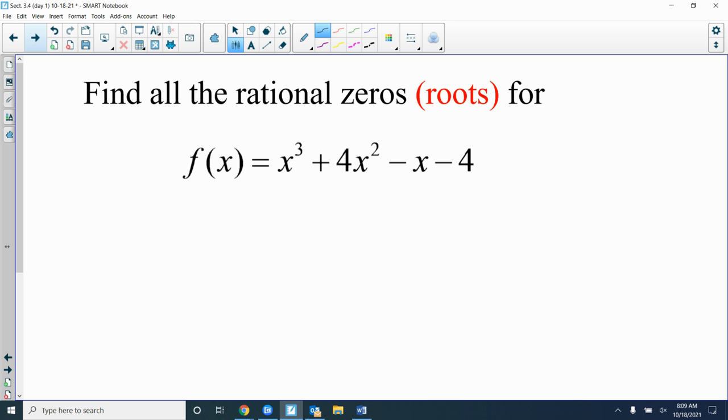Okay. Now, what did we do the last time? I said just guess. Just pick a number and guess. We don't want to do that, because we could be there forever. So we're going to use this rational zero theorem to figure this out.